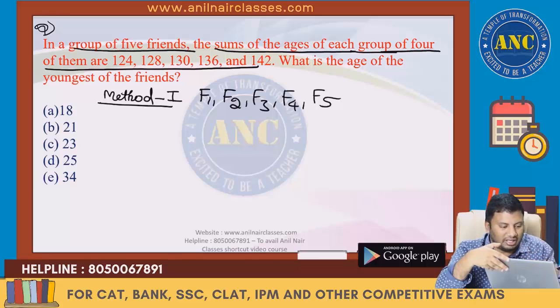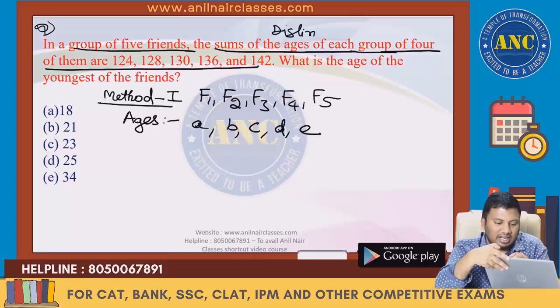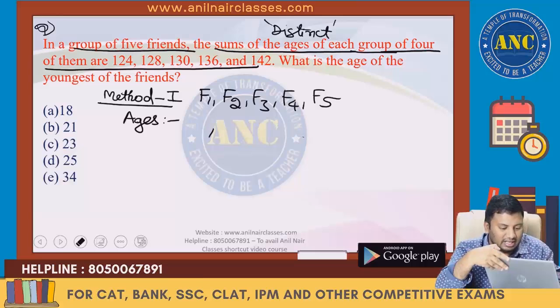Let the ages be A, B, C, D, E. What is the age of the youngest of the friends? Let us keep it as distinct ages, so all the ages are different. If all the ages are different, there will be a case where all of them are in ascending order: A less than B less than C less than D less than E.